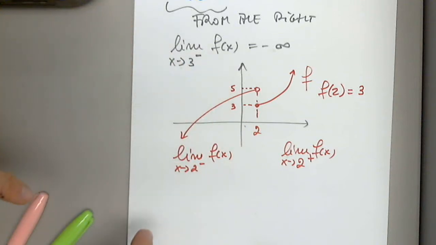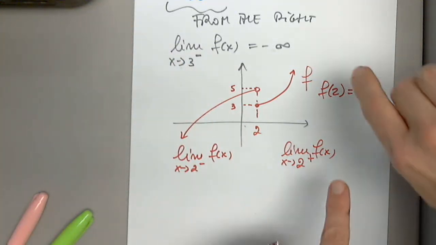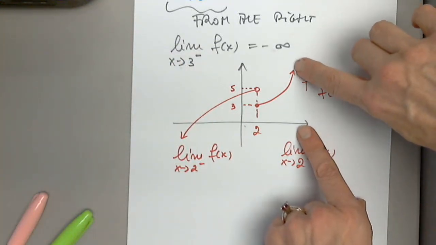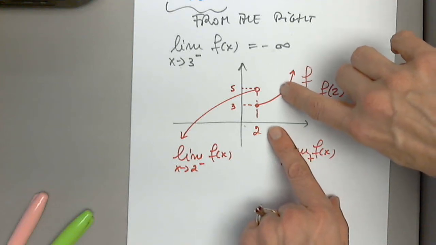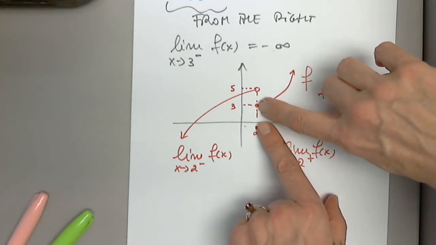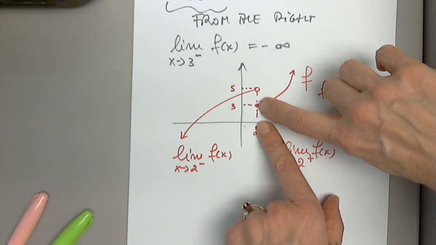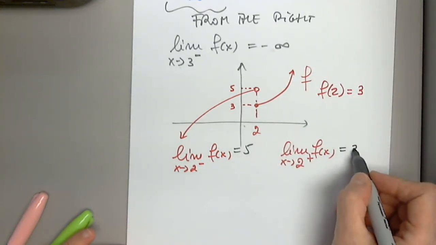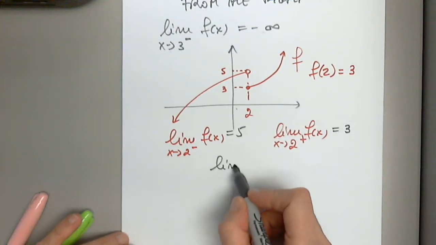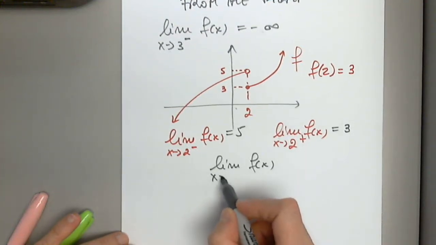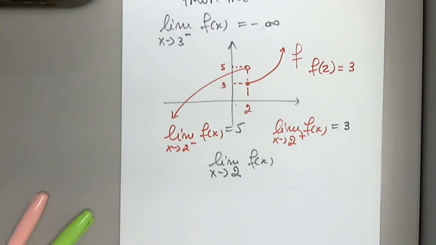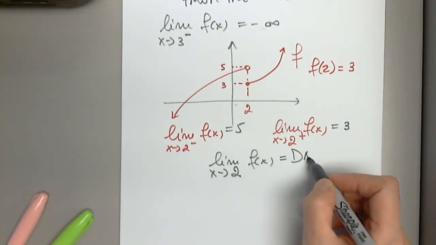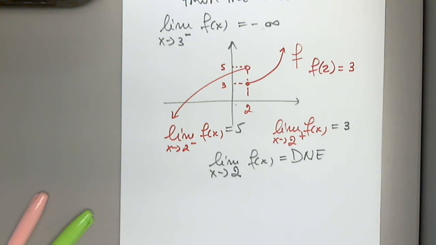Is that better? Okay. Simultaneously, as x gets closer and closer to 2 from the other side, the function values get closer and closer to 3. Very good. So the left-hand side is 5, the right-hand side is 3. And now if I ask you simultaneously from either side, what will you say? Do you all agree with that?